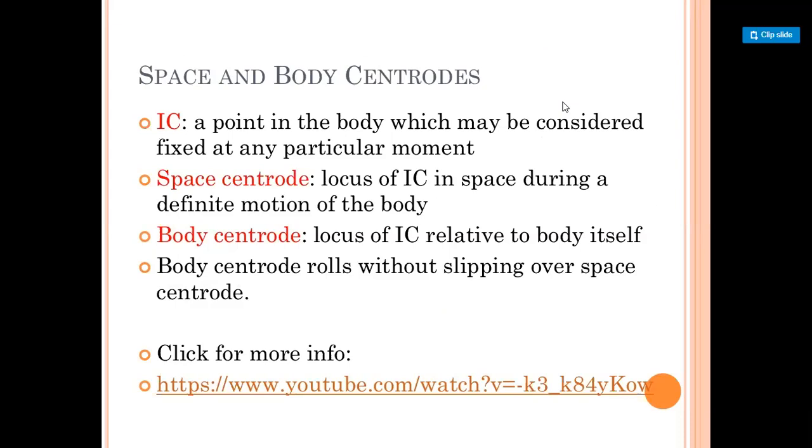First we are going to see some terminologies which are used in the instantaneous center method. First is the IC, which means the instantaneous center. An instantaneous center is a point in the body which may be considered fixed at any particular moment. If we apply an actuating force at any link, then it can be transferred to other links. In mechanisms, the force can be transmitted from the first link to the last link, and also the relative motion can be transmitted from the first link to the last link.